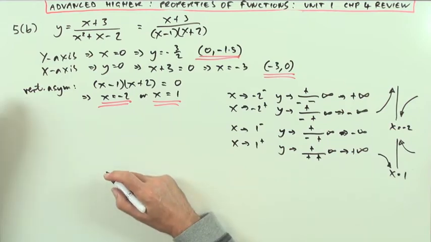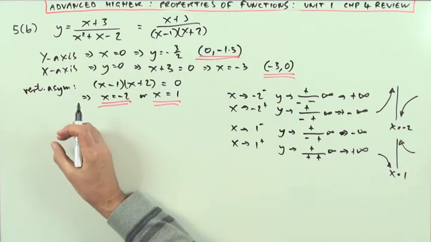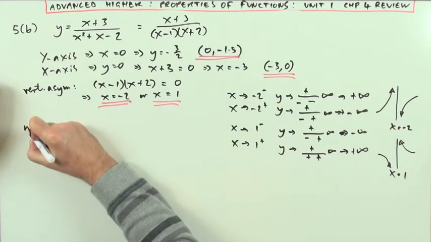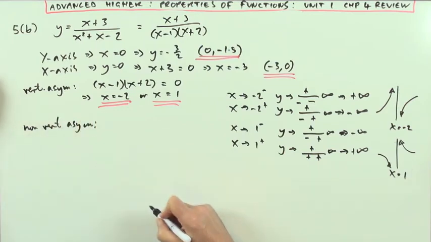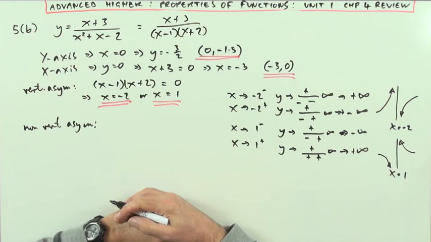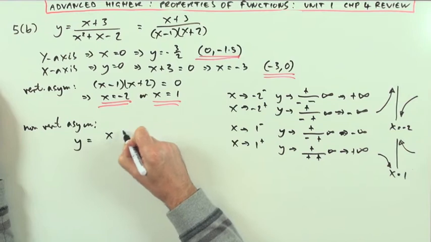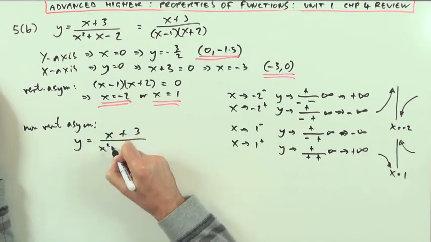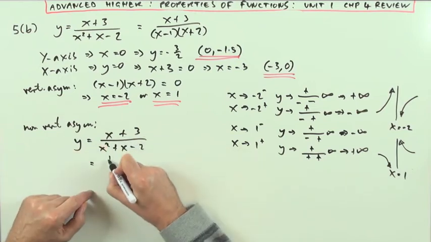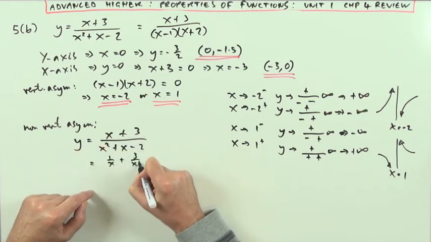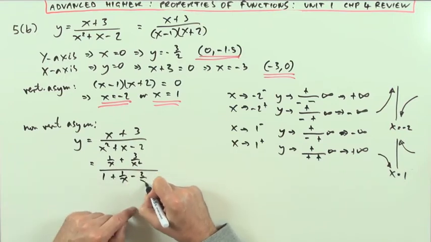Now, the non-vertical asymptotes. It's a proper fraction, so I can't express it in terms of some part plus a remainder. So for the non-vertical asymptotes, I'll just have to work with that expression the way it is just now. What would that become? Well, y equals x plus 3 over x squared plus x minus 2. What I can do is divide everything by x squared: 1 over x, 3 over x squared, over 1 plus 1 over x minus 2 over x squared.